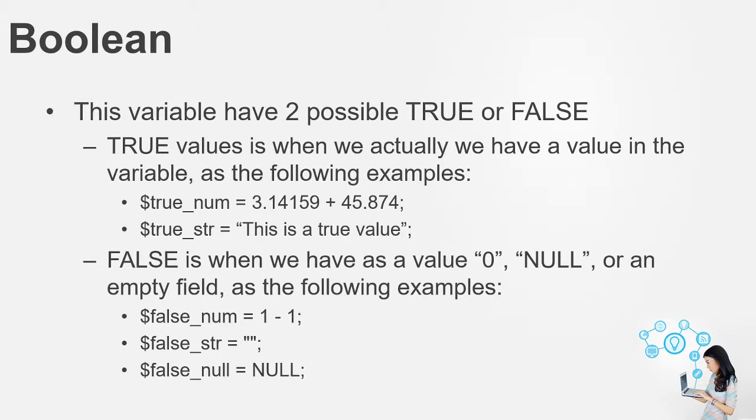All right. Also, we have the boolean. The boolean is used for two possible values, true or false. True is when we have a value in the variable, as in the following examples. This is going to be marked like that. We have a function that we're going to be looking at that helps us to see if it's true or false. False is when we have as a value 0 or null or an empty field, as in the following examples.